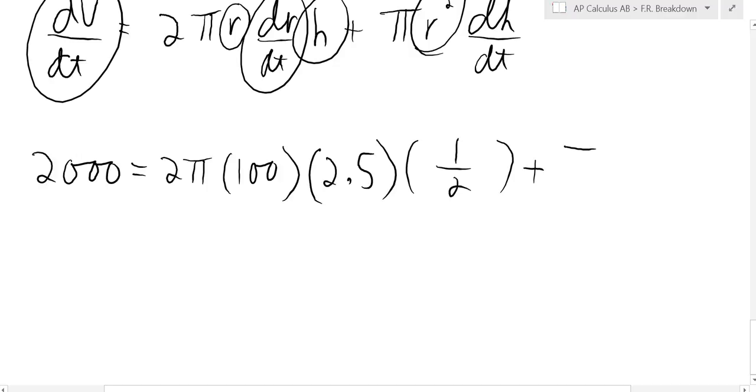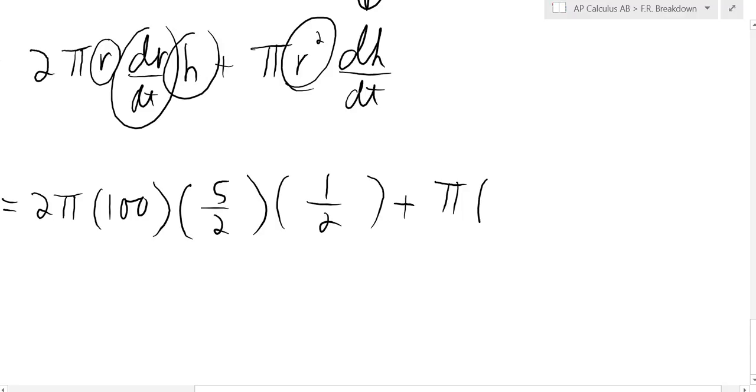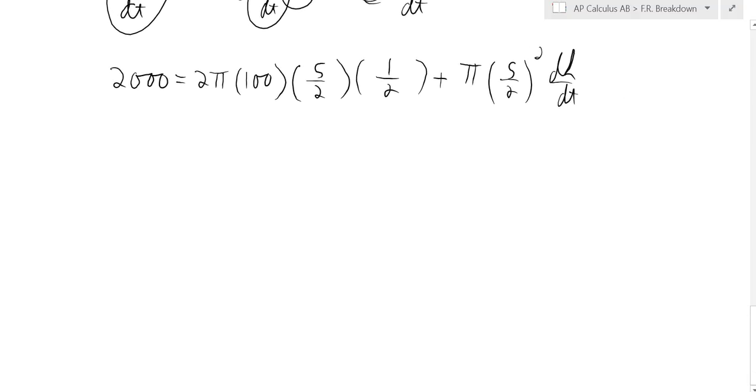Plus, we know pi. r, I wrote 2.5. I'd rather use fractions here, but we're going to use the calculator anyway, so it doesn't really matter, but it's 5 halves there. And then pi times r, which is 5 halves, but we're squaring that. And then we have dH/dt. So we get all that going on. And now we just have to simplify it out.